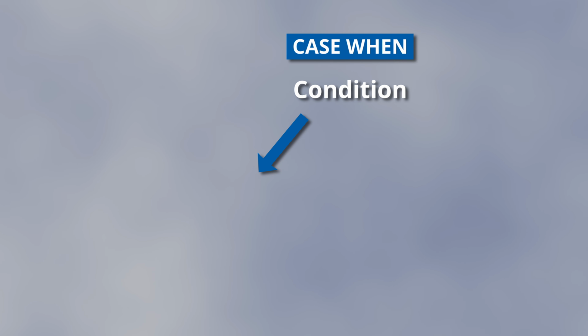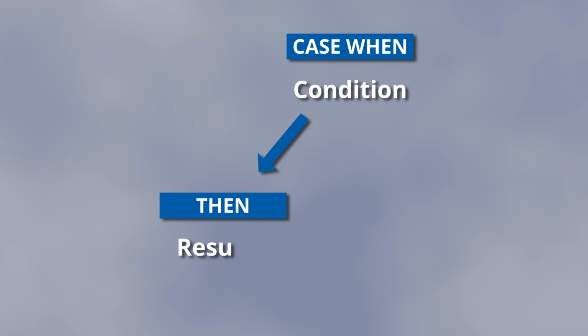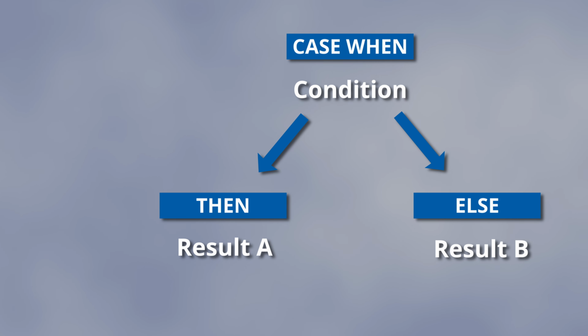With case statements in SQL, you can add logic to your queries. You can imagine them like decision trees. On top of the tree, we have the case when statement with a condition. If the condition is true, then we would show some result. Otherwise, in the else case, we would show something else.